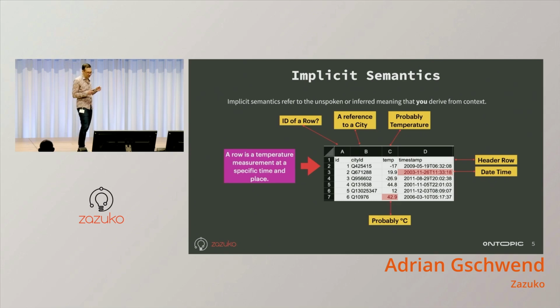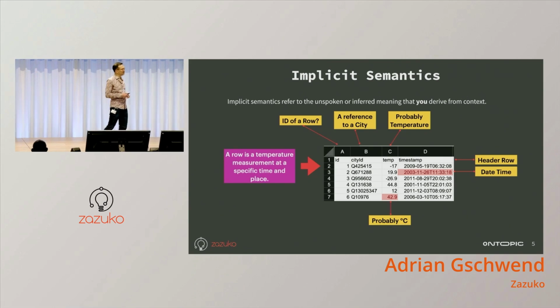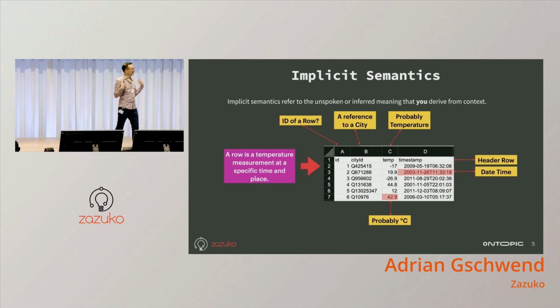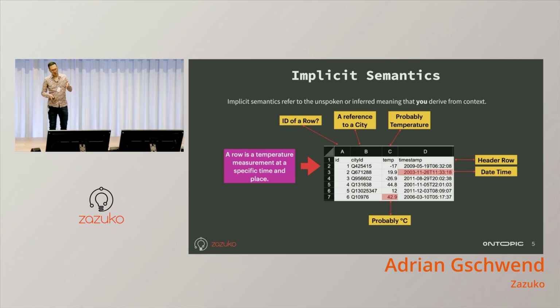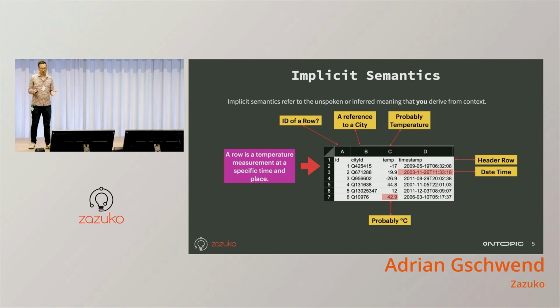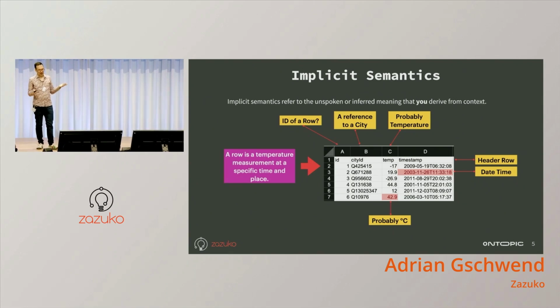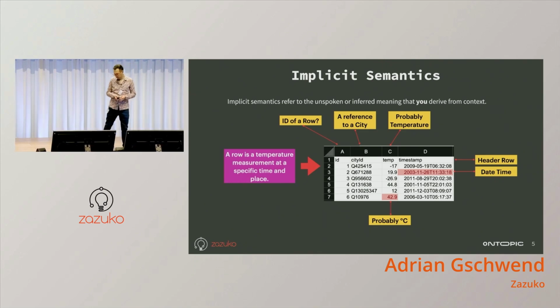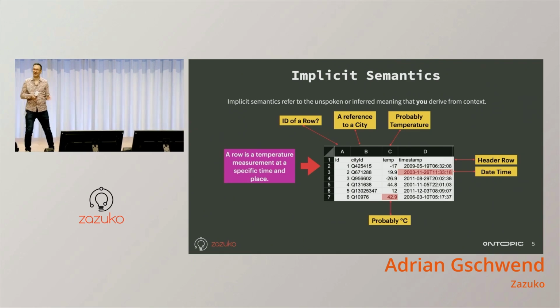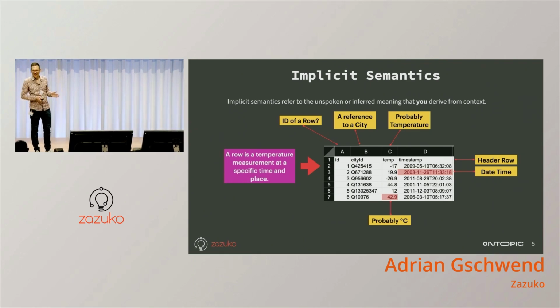We are used to the fact that we can read the first line in a CSV or an Excel file and somehow interpret the semantics given by these terms in there. And then we can say column A is probably the ID because it's increasing and it says ID. Then city ID, I do use Wikidata. I know these are Wikidata identifiers. Temp, probably temperature. When I look at the range, probably in degrees Celsius. Timestamp, I work with tables long enough that I know this is a properly formatted ISO timestamp.